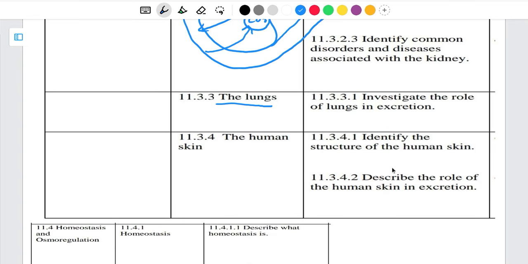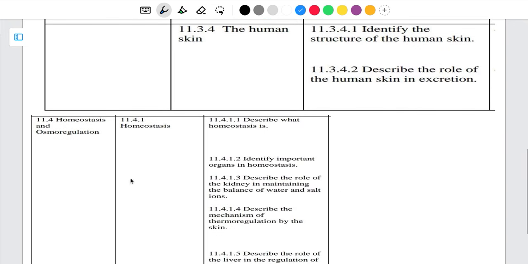Then another one, you have to describe the role of human skin in excretion, which I've already talked about. And then here we have homeostasis as well as osmoregulation. So you have to know the definition of homeostasis as the maintenance of the constant internal environment. So this is very, very important.